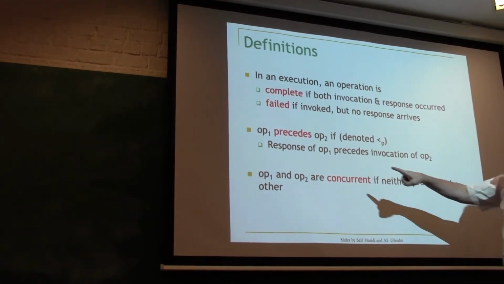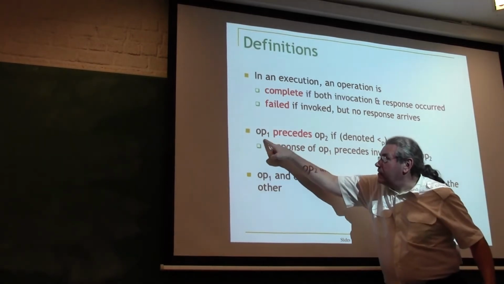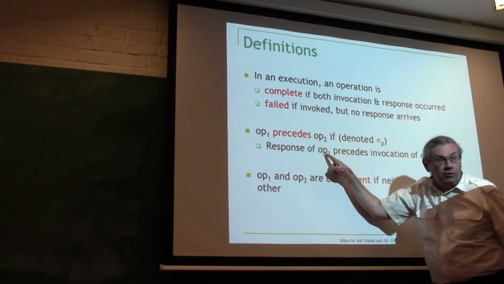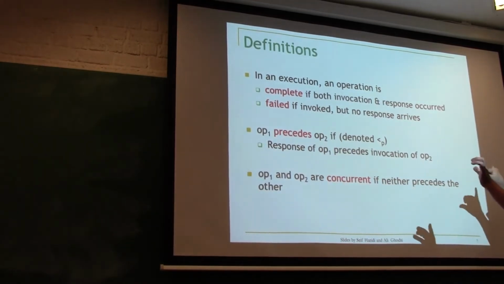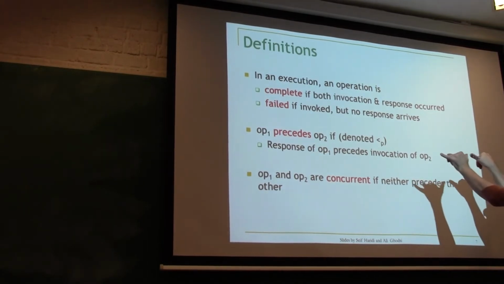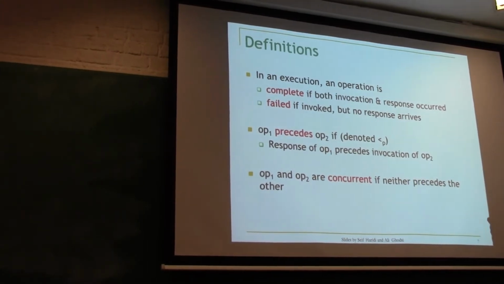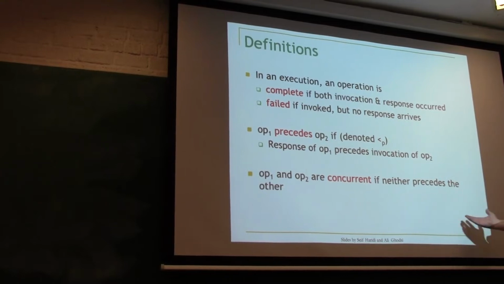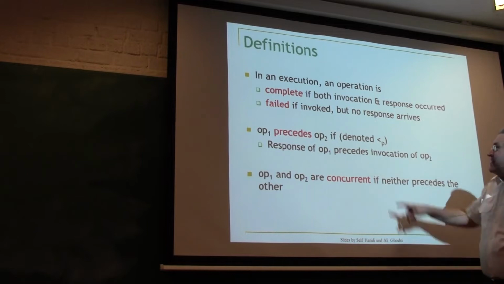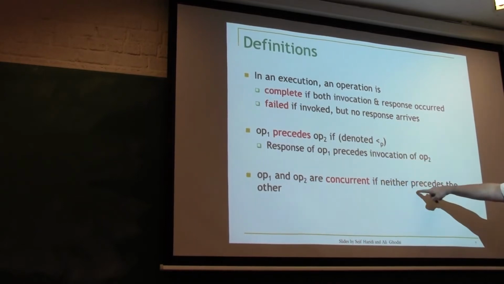Okay? And you can see that here we're looking at the end of op1 and the beginning of op2. Because you have a response, invocation, response in both cases. They're like intervals, so they don't overlap. Of course, they can overlap. This is why it's interesting, right? Distributed systems. This is the easy case. Well, what if they overlap?